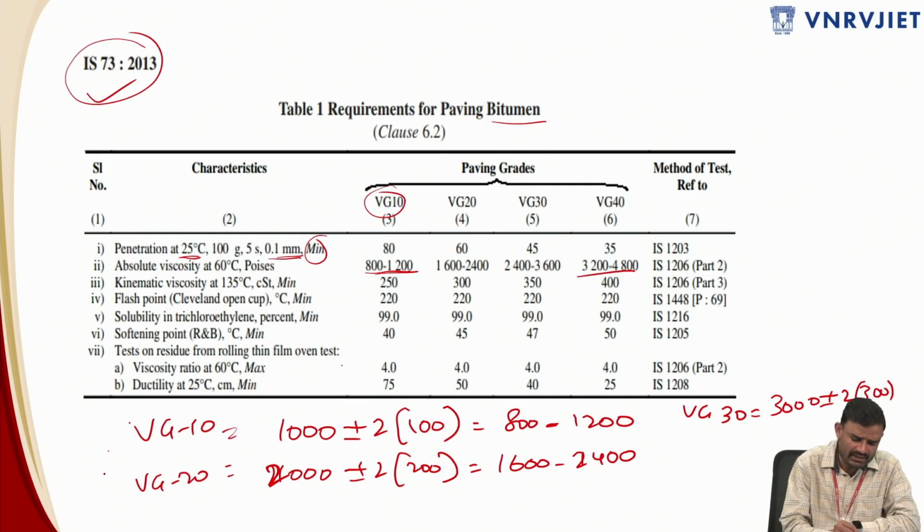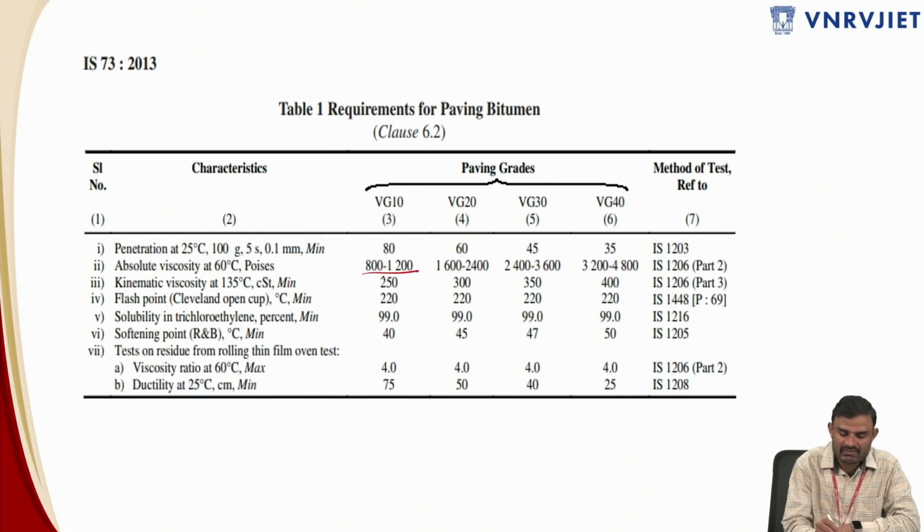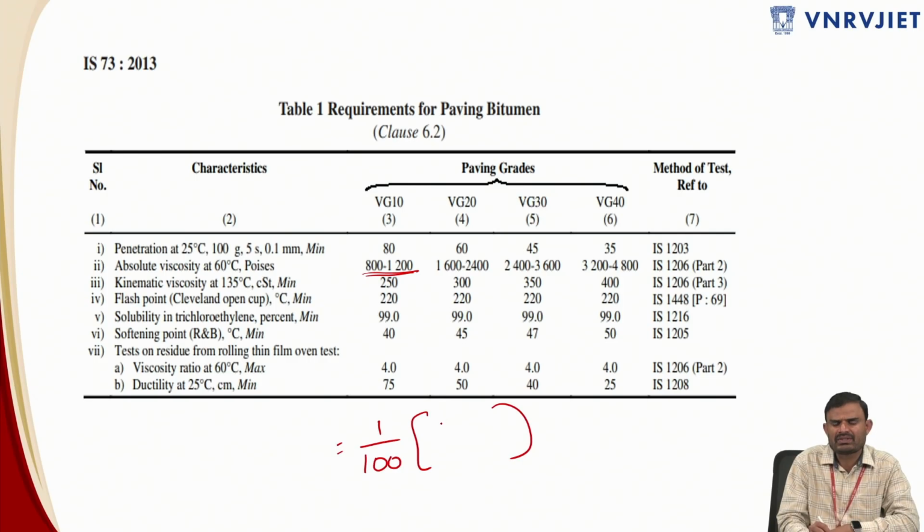Then how is viscosity related to the grading of the bitumen? You take the average value. The grade of the bitumen is obtained as 1/100th of the average value of the viscosity. Here the absolute viscosity is 800 to 1200. The average is 800 plus 1200 by 2, which is 2000 by 2, which is 1000. Then 1000 by 100 is 10. You add the prefix VG, and that is how you get VG10.